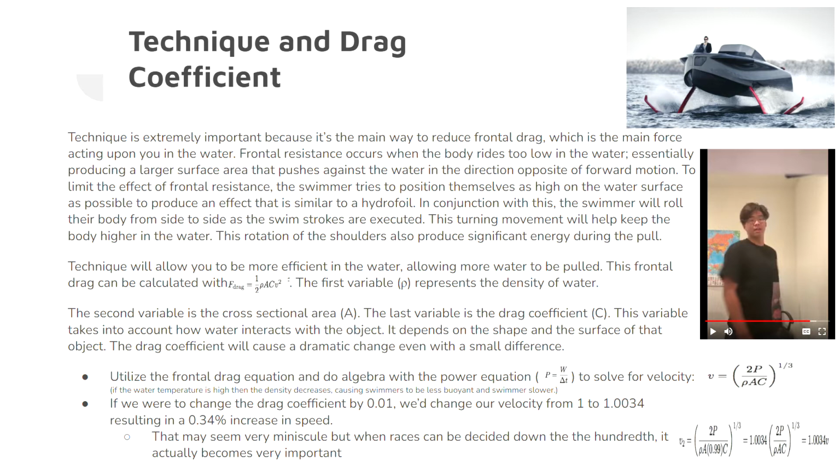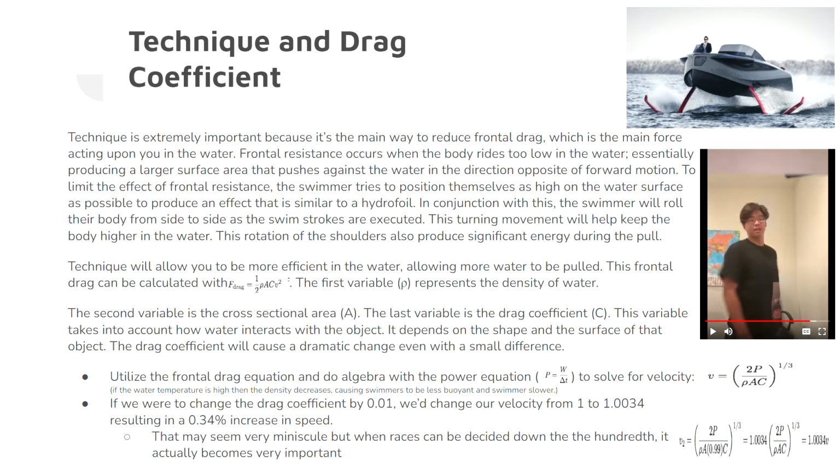So the first variable, rho, represents the density of water. The second variable is the cross-sectional area. The last variable is the drag coefficient. This variable takes into account how water interacts with the object, and it depends on the shape and the surface of the object. The drag coefficient will cause a dramatic change even with a small difference, and I gave a little example here. So we utilize the frontal drag equation and do a little algebra with the power equation to solve for velocity. So V equals (2P over rho A C) to the power 1/3.